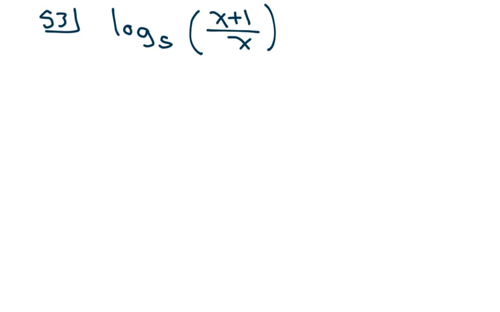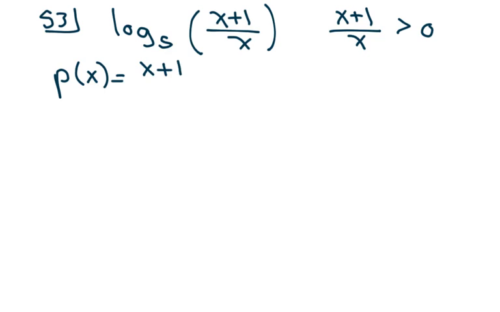Let's do 53. It's going to be the same kind of thing. We have log base 5 of x plus 1 over x, which requires x plus 1 over x to be bigger than 0. So I'm going to let p of x equal x plus 1 over x.